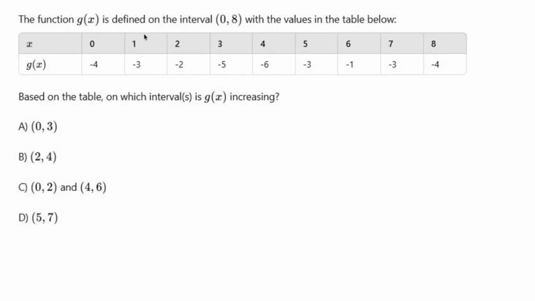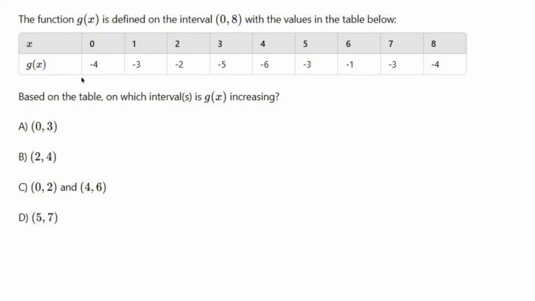Function g of x is defined on the interval 0 to 8 with the values in the table below. As you see, this goes up by 1 every time, and this seems to fluctuate just a teensy bit. Based on the table, on which intervals is g of x increasing? All right, well, let's find out what we're dealing with here.